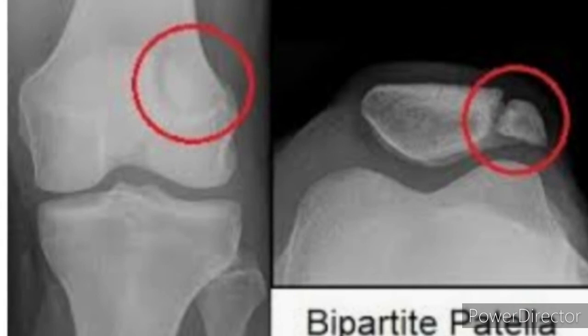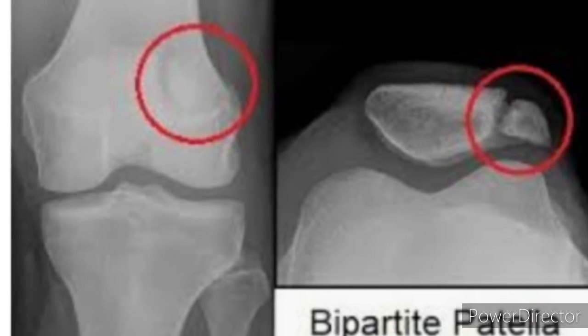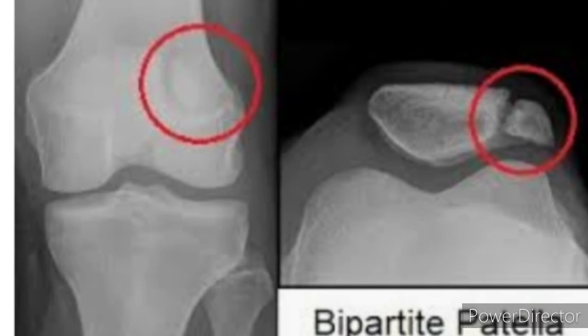A CT scan will show the bipartite fragment but is not as helpful as MRI because bone marrow or soft tissue edema does not show up. So it is still not clear from CT findings whether the symptoms are from the fragment or a fracture.